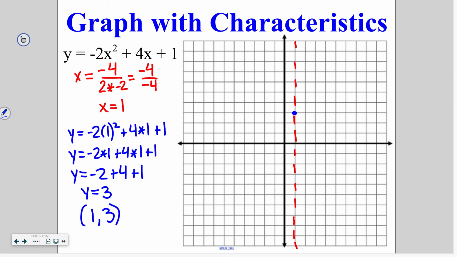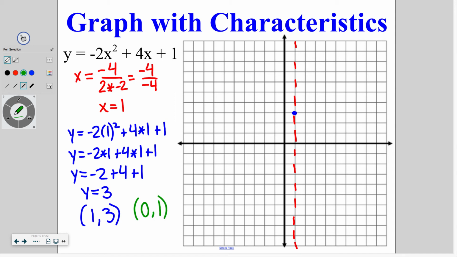If for some reason your vertex is not on that axis of symmetry that you drew, that means something has gone wrong with your vertex. The vertex will always be on the axis of symmetry. Next thing we need to graph is that y-intercept using that 0, c format. We've got a point of 0, 1. So I'm going to come over here and put a point at 0, 1.